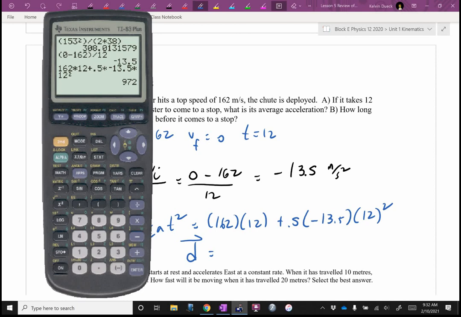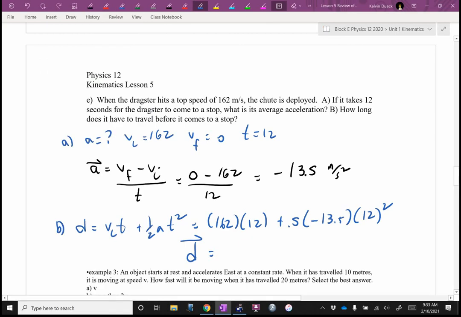I get 972 or not? Double check me. So this dragster is going fast enough once it pulls its chute. It needs almost a full kilometer to come to a stop. Get that okay, Davis? Again, make sure you're following along on your calculator. Armand, you're back with us? Okay. Don't know where you were before. That's all good.